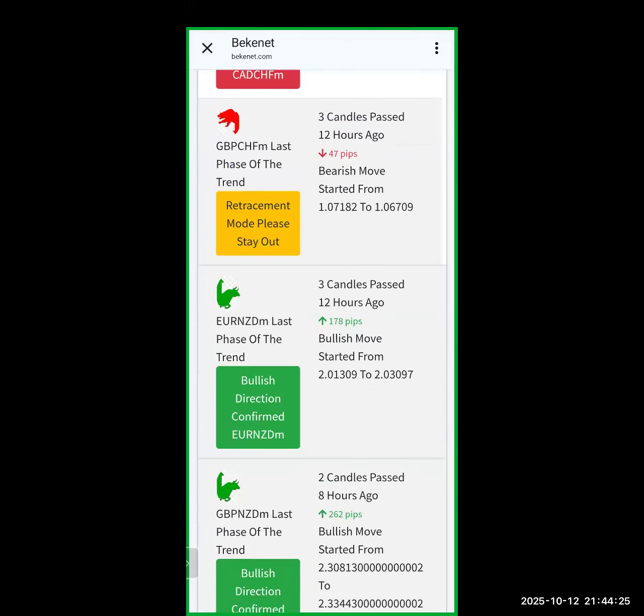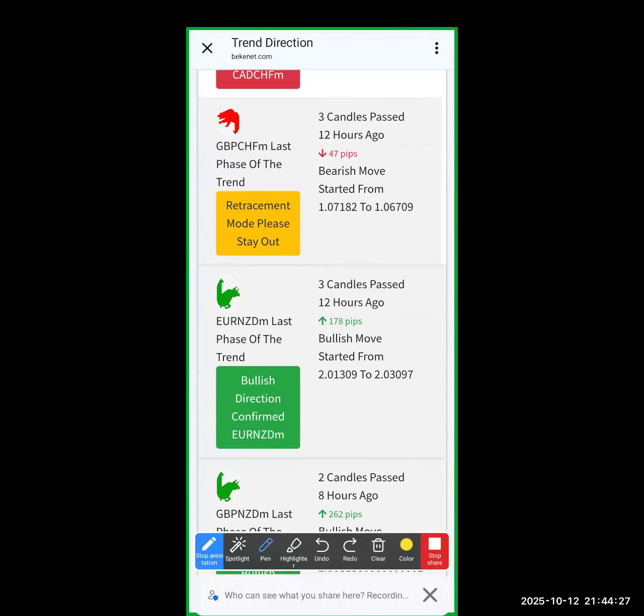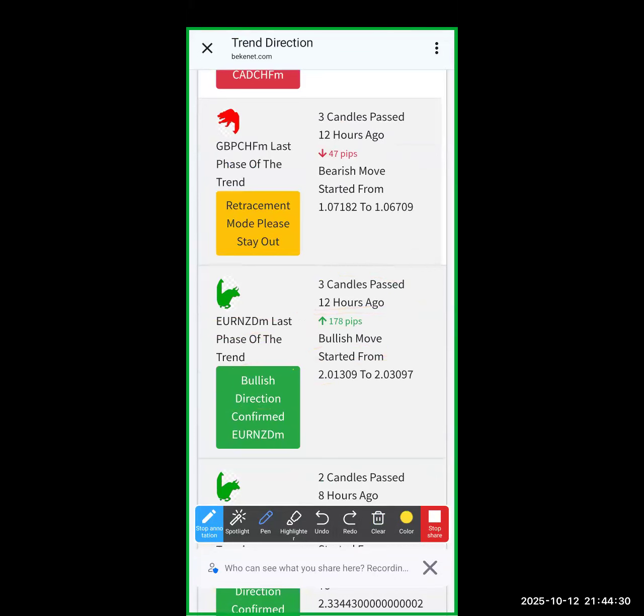Okay, we have Euro New Zealand. As you can see, it's a bullish direction, but it did not indicate that it's very strong. It's only when it's on its first phase that it will indicate that it's strong. As you can see, on the last phase, it will still drop. It did 170 pips on the last phase.